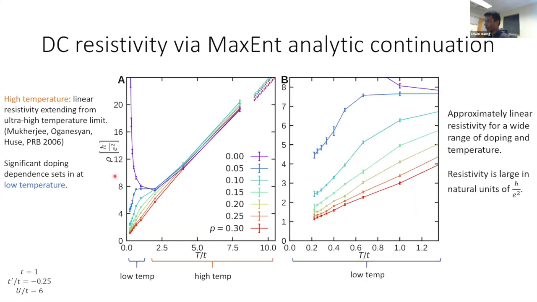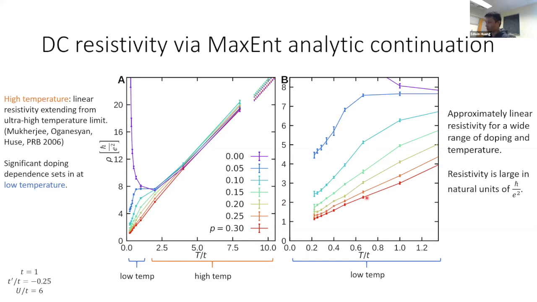Now let's look at low temperature. This is what happens if we just zoom in. This is the same data zoomed into a smaller section here. You can see that at low temperatures, you have more doping dependence, but things still look remarkably linear. This is going from 5% doping here to 30% hole doping here. And the resistivity is still rather large in natural units of h bar over e squared.